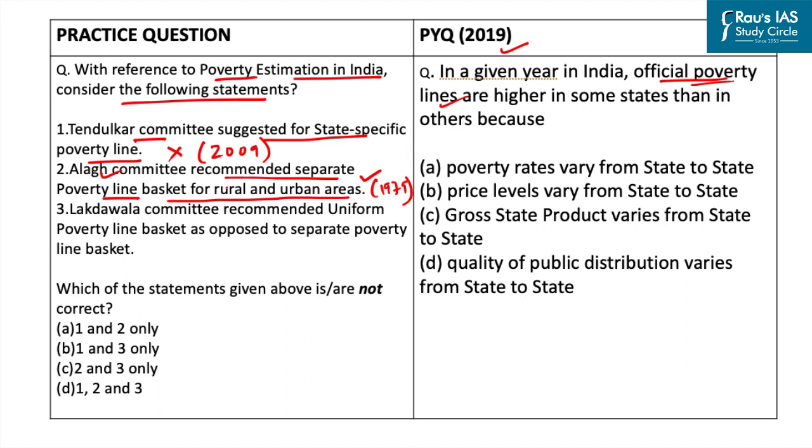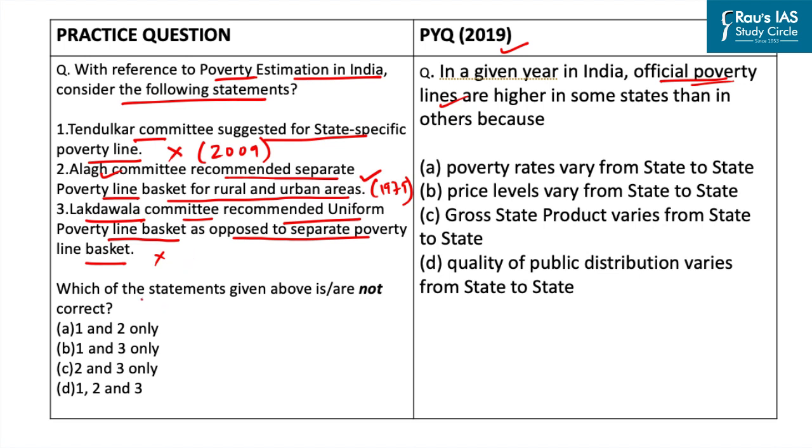Moving on to the third statement, it says the Lakdawala Committee recommended a uniform poverty line basket as opposed to a separate poverty line basket. Now this statement is again incorrect. The Lakdawala task force assumed a basket of goods and services that is used to calculate the consumer price index for the industrial workers as well as for the agricultural laborers to reflect the consumption pattern of the poor. Thus, it recommended state-specific poverty lines should be constructed and these should be updated using the CPI in urban areas as well as the rural areas.